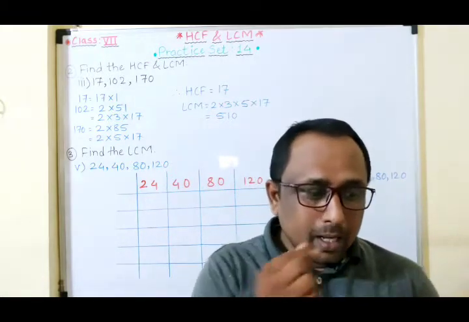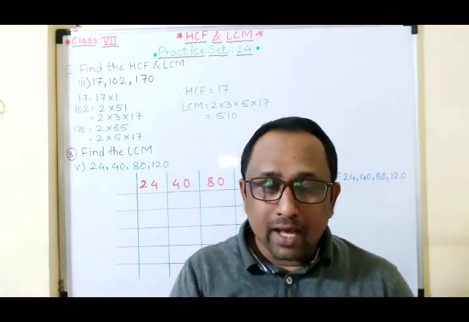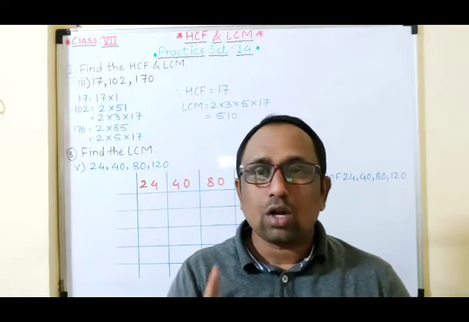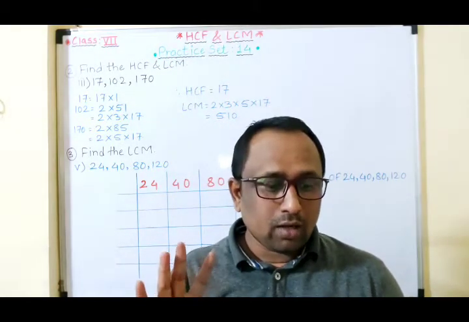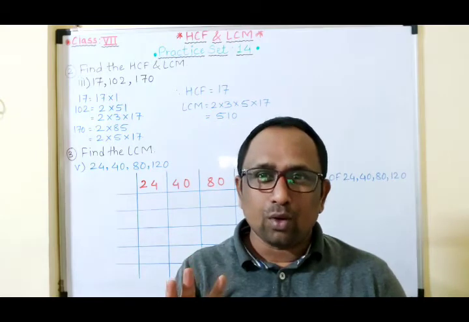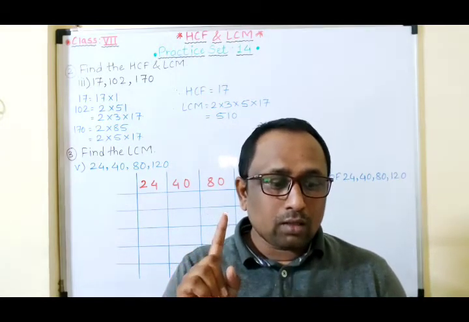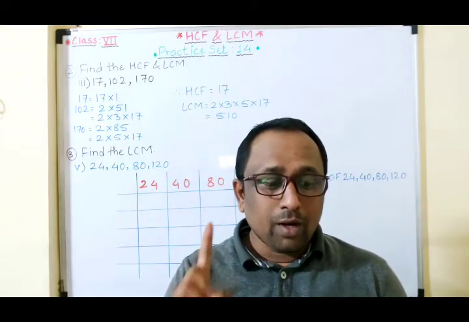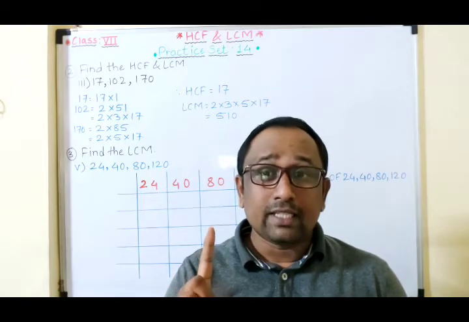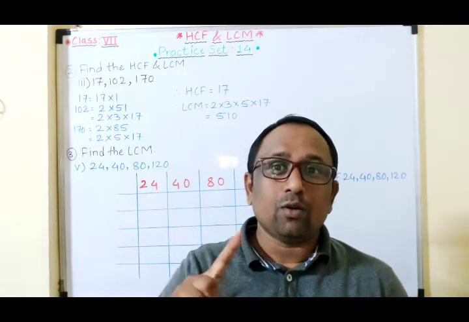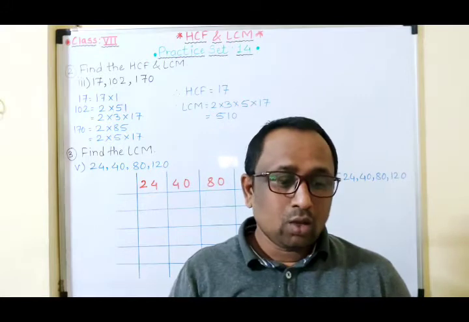The second question is: the HCF of this pair of numbers is not 1. Here 4 pairs are given. Out of those 4, one pair has an HCF that is not 1, different from 1. So you have to find out.